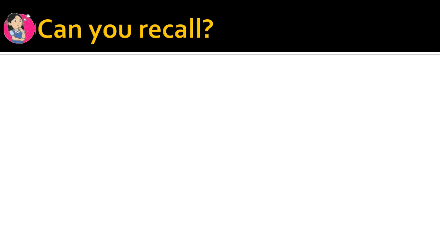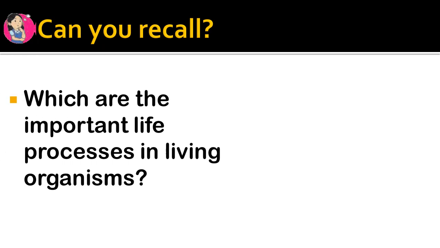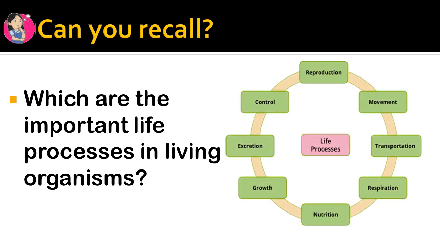Okay, so students, before starting the actual concept, let's recall some information. So first question is, which are the important life processes in living organisms? So let's see. Here is a chart of different life processes. The different organs in our body and organ systems perform different life processes with complete coordination.